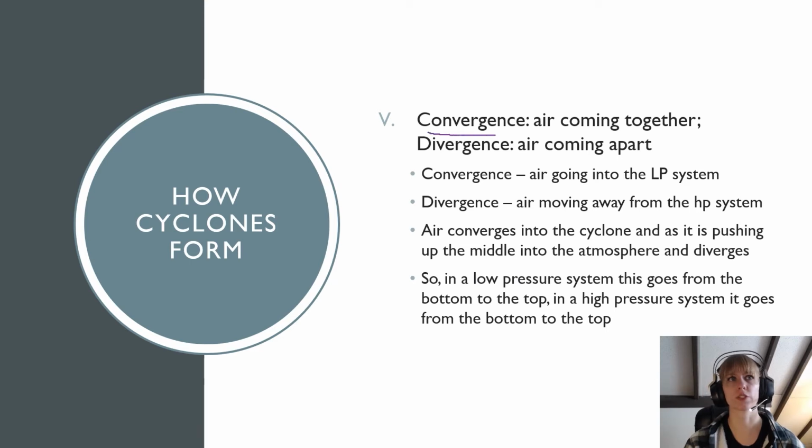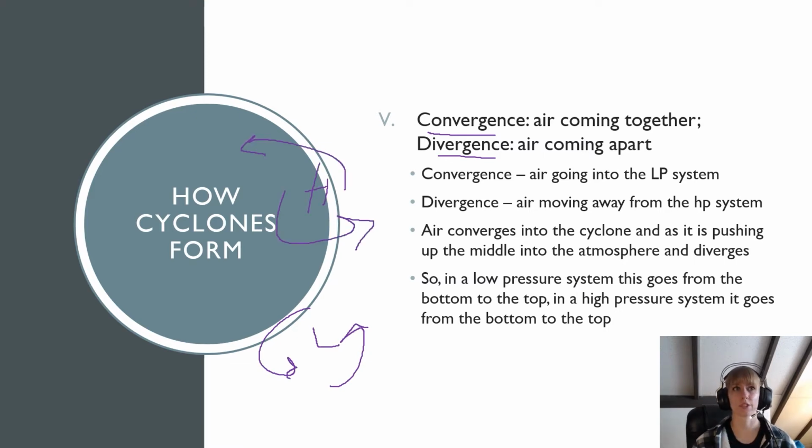So convergence and divergence. Convergence is air going into the low pressure system. Divergence is air moving away, moving out. So air converges into a cyclone and is pushed up the middle in the atmosphere, and then it gets taken away. In a low pressure system, it goes from the bottom to the top. In a high pressure system, air still moves through, but it goes from up to down, sucking air versus pushing air.